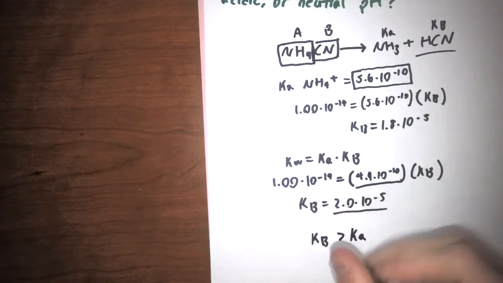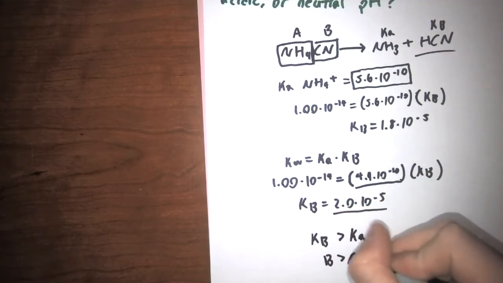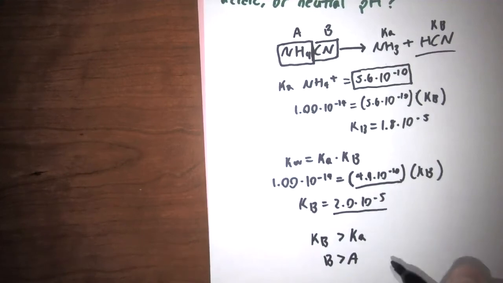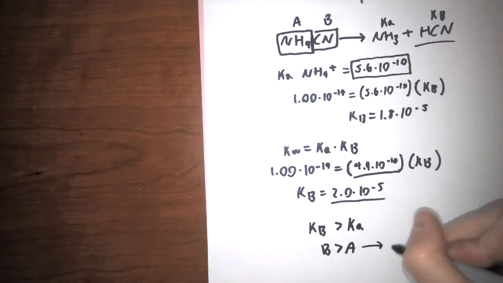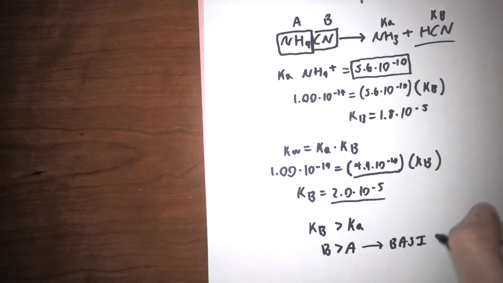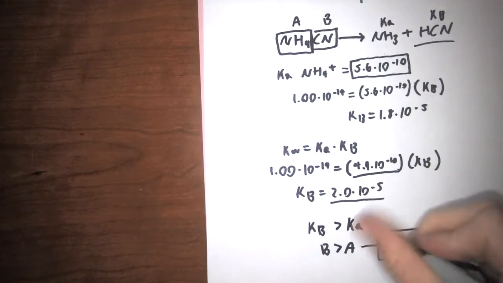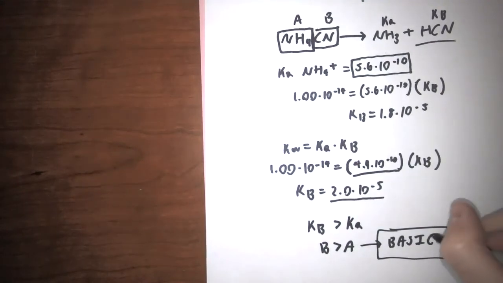Kb is larger than Ka. Rewriting this, base is larger than acid. If base is larger than acid, what do you think it's going to be? It better be basic or we're screwed. The answer would be basic.